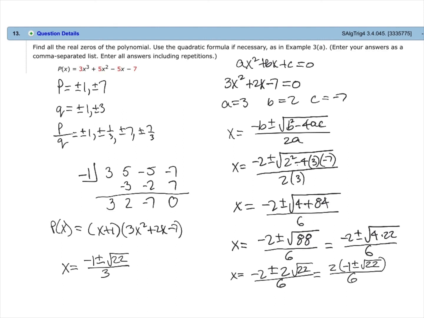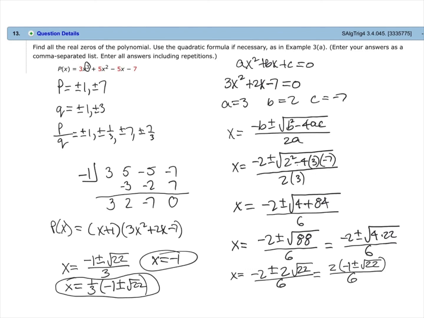You might sometimes see this written with a 1/3 factored from the whole thing. So we would have 1/3 times minus 1 plus or minus the square root of 22. So we have these roots, 1/3 times minus 1 plus or minus the square root of 22, and we have our root minus 1, giving us a total of 3, which is what we should have when we have a third degree polynomial.